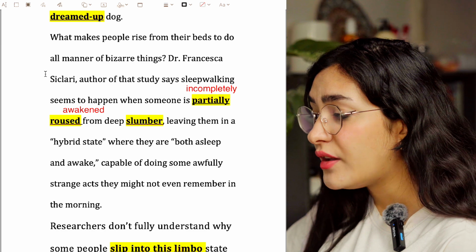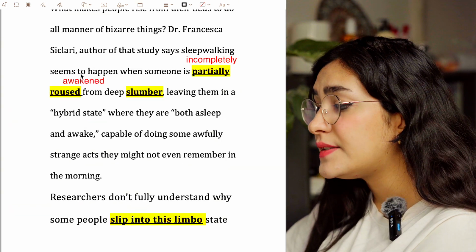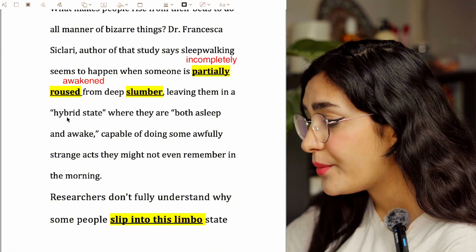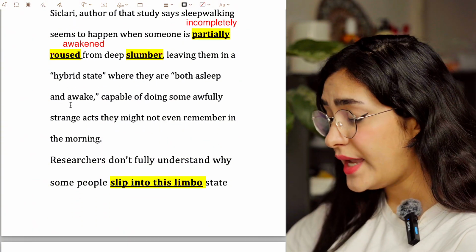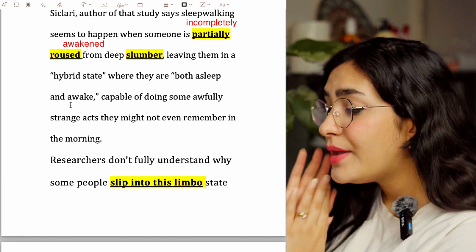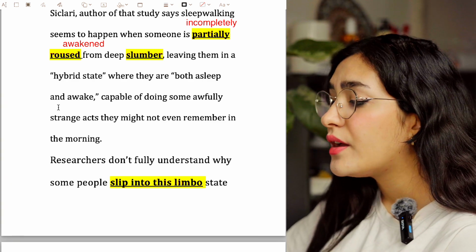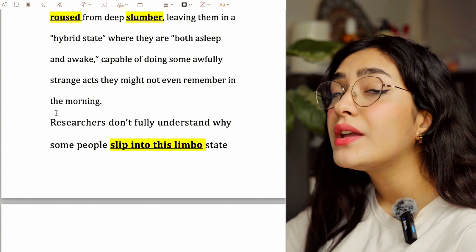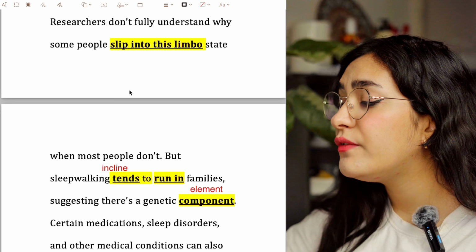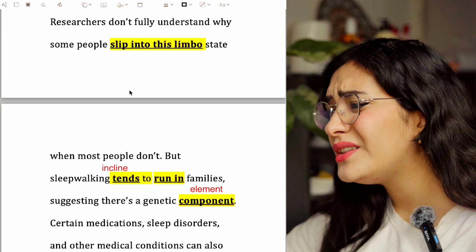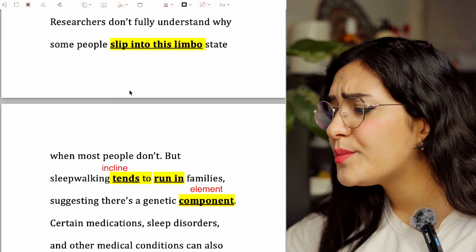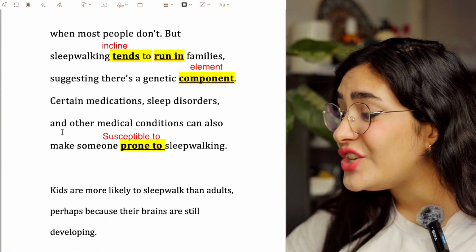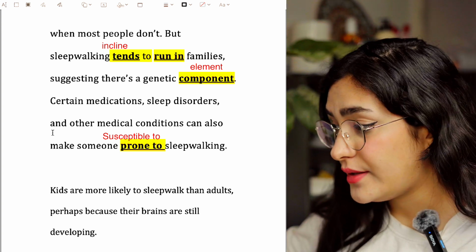Dr. Francesca Scolari, author of that study, says sleepwalking seems to happen when someone is partially roused from deep slumber, leaving them in a hybrid state where they are both asleep and awake, capable of doing some awfully strange acts they might not even remember in the morning. Researchers don't fully understand why some people slip into this limbo state when most people don't, but sleepwalking tends to run in families, suggesting there is a genetic component.